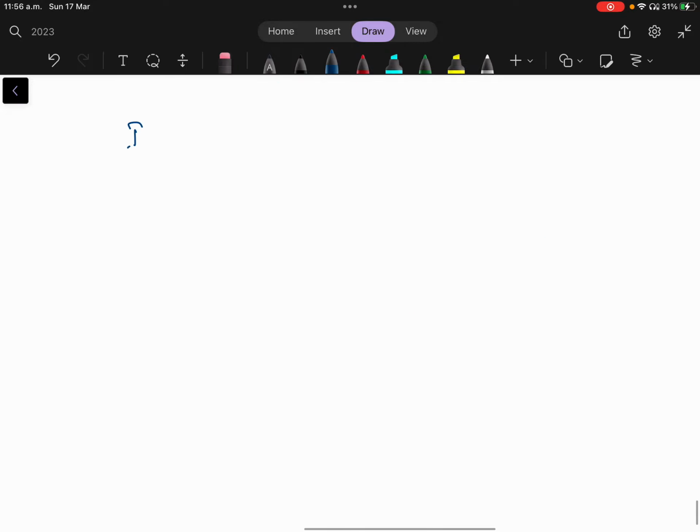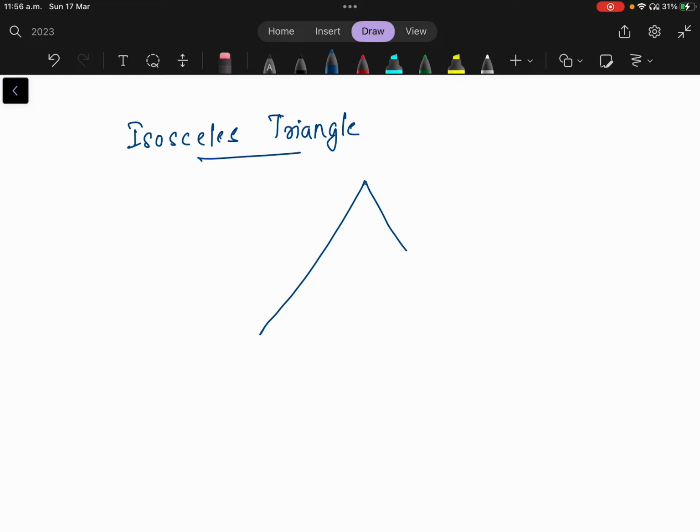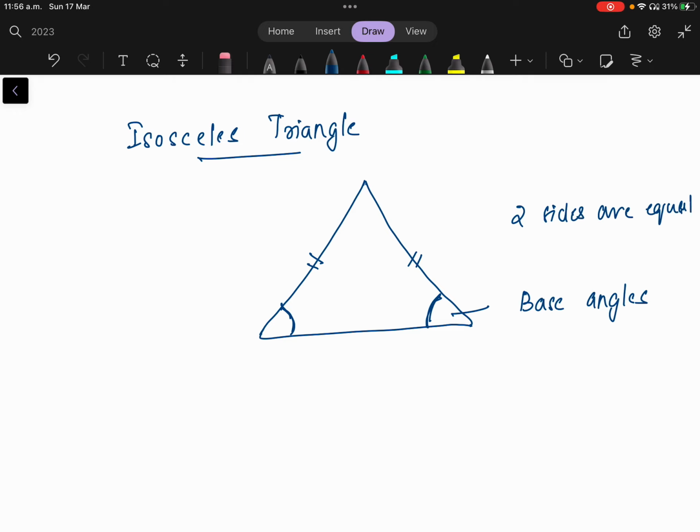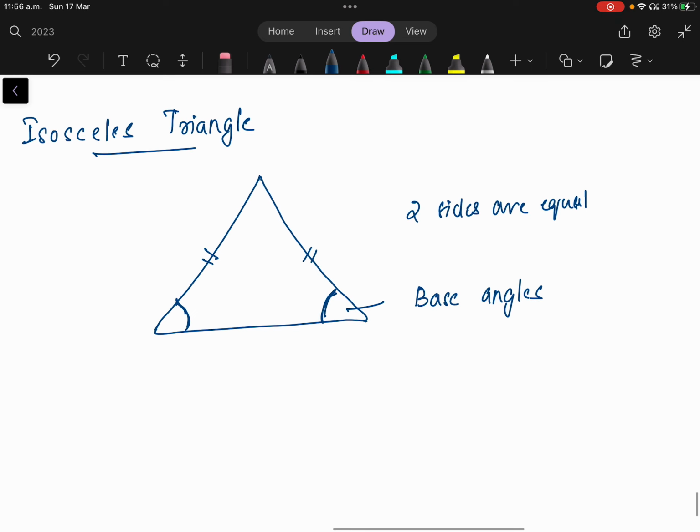The second one is the isosceles triangle. For an isosceles triangle, the property is that two sides are equal. So this side is equal to this side, and since these two sides are equal, the angles here are called base angles. So for an isosceles triangle, what is the property? Two sides are equal, and the base angles are also equal.